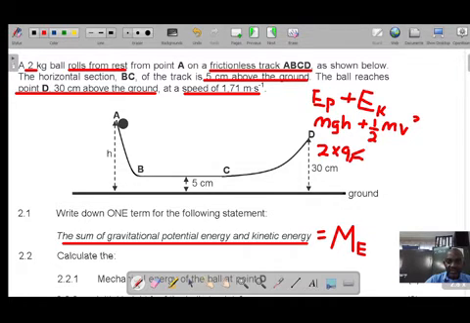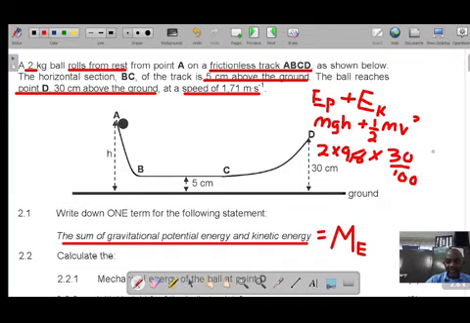Multiplied by the height. What's the height for this point A? I mean point B, point D. Height is 30 centimeters, ne? But we must use standard units, ne? So centimeters must be converted to meters, ne? So divide by what? Divide by 100. Okay. And when we're done with that, we also get our EK.